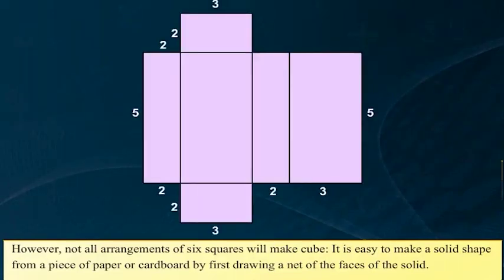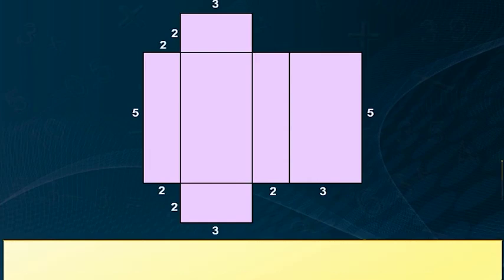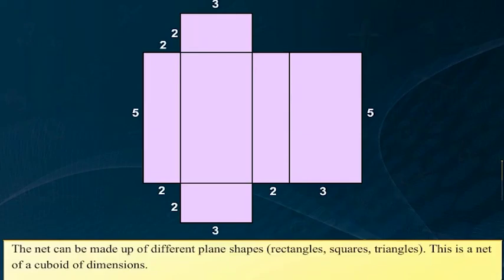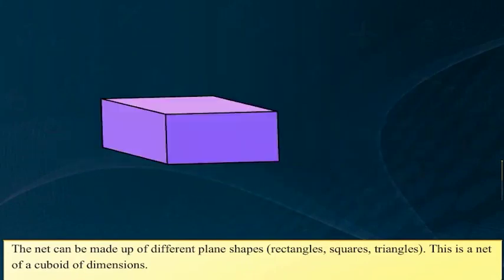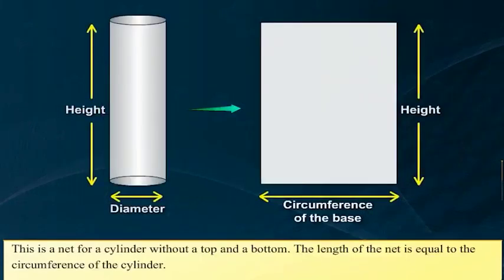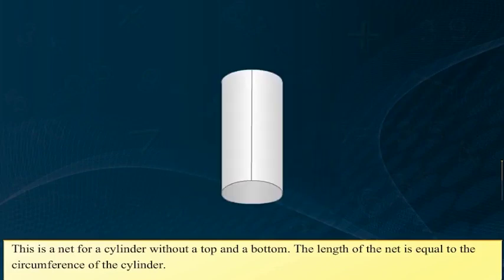It is easy to make a solid shape from a piece of paper or cardboard by first drawing a net of the faces of the solid. The net can be made up of different plane shapes like rectangles, squares or triangles. This is a net of a cuboid of dimensions 5 cm by 3 cm by 2 cm. This is a net for a cylinder without a top and a bottom. The length of the net is equal to the circumference of the cylinder.